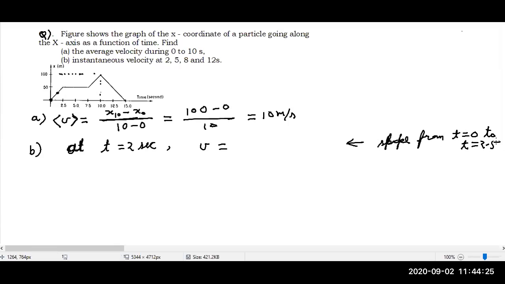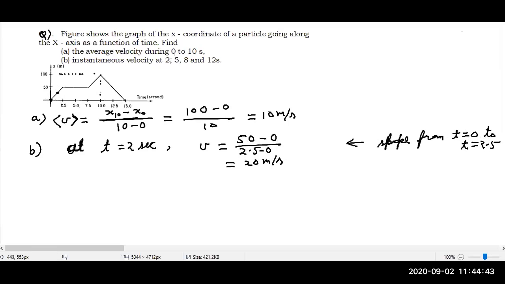So how do we write the slope? The change of position. So 50 to 0. So 50 minus 0, and in how much time does this displacement occur? 0 to 2.5. 2.5 minus 0. So how much is that? 20 meter per second.